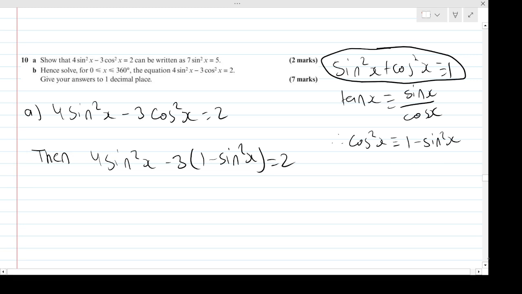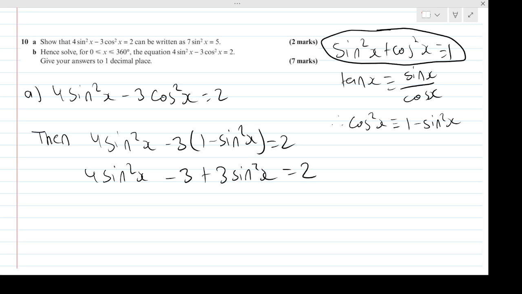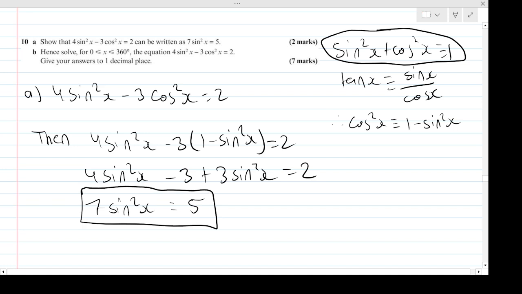And that can be a common strategy. If you need to eliminate sine squared or cos squared, you can use that identity. If we expand that, we get 4 sine squared x minus 3 add 3 sine squared x equals 2, so 7 sine squared x. Then if we add 3 to the other side, 2 add 3 is 5. There we are, that's part A done. So you do need to know your identities. They can come up.